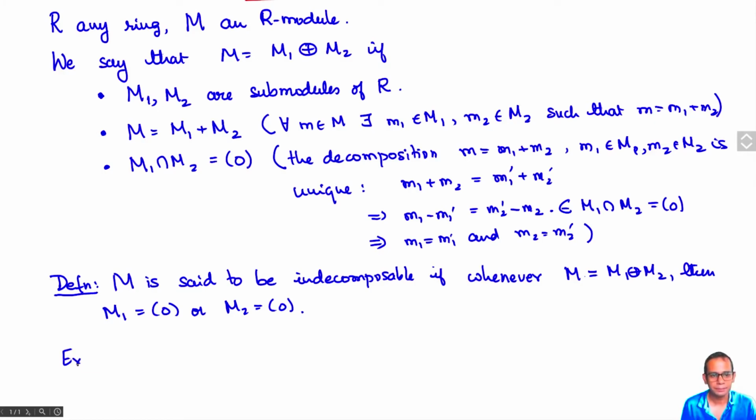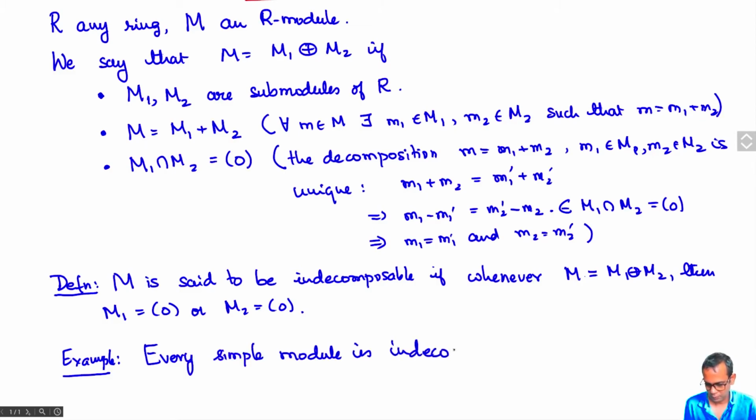For example, every simple module is indecomposable. Why is that? Well, if we write M as M1 direct sum M2, where M1 and M2 are both non-trivial, then both M1 and M2 are non-trivial proper submodules of M, and so M cannot be simple if it is not indecomposable.